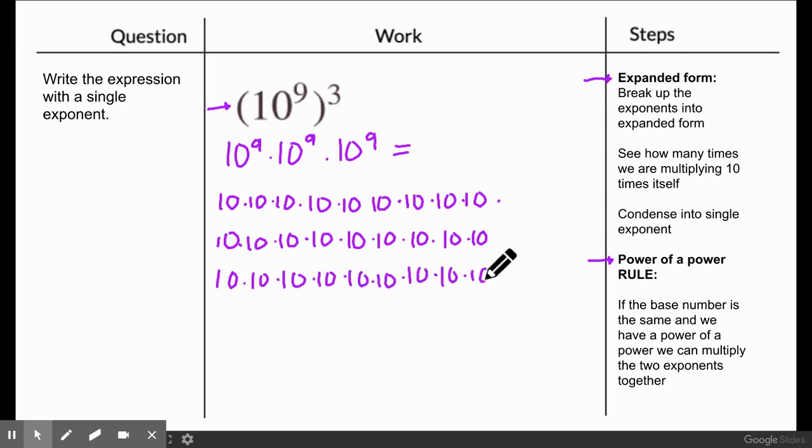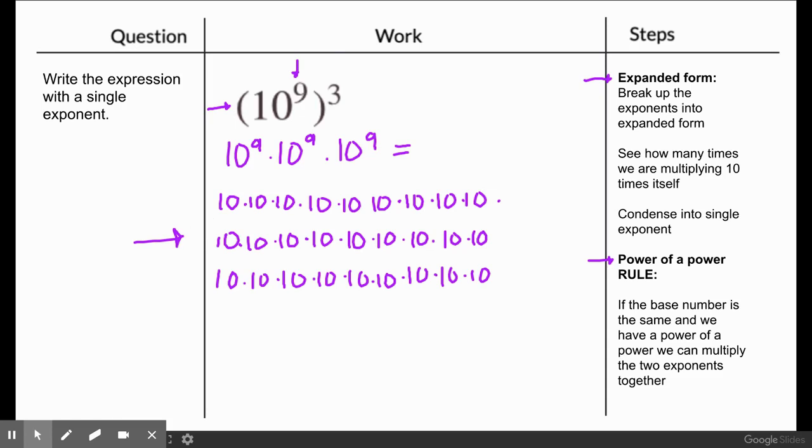So this is not very nice to do, having to write out this many 10s to help us answer this question, which is why the rules are so helpful. When these exponents start getting much larger, it starts getting much more difficult to expand them and make it simple to just add these together.